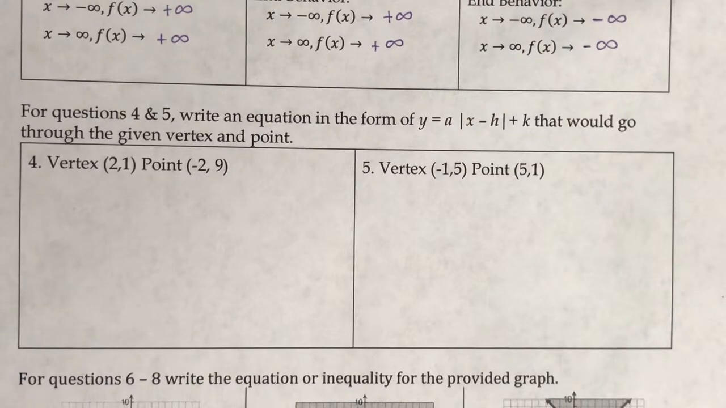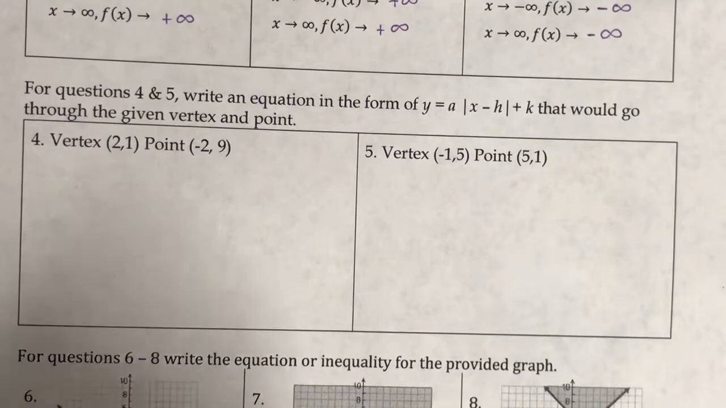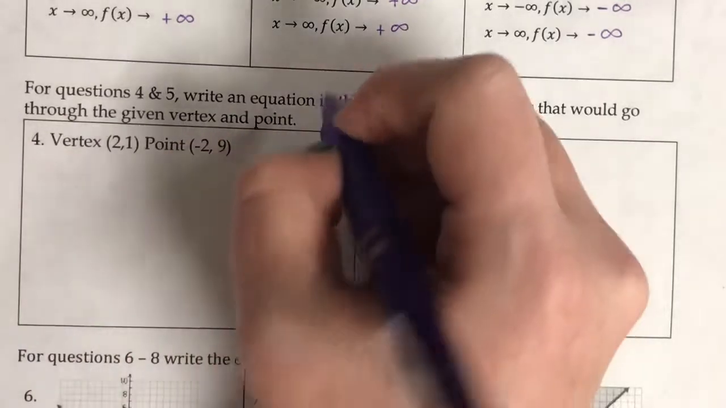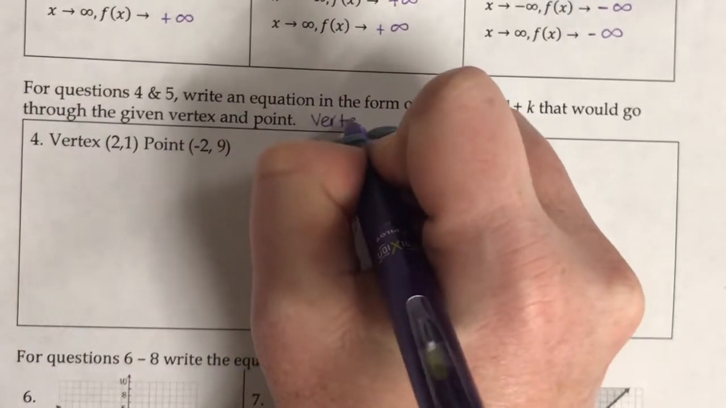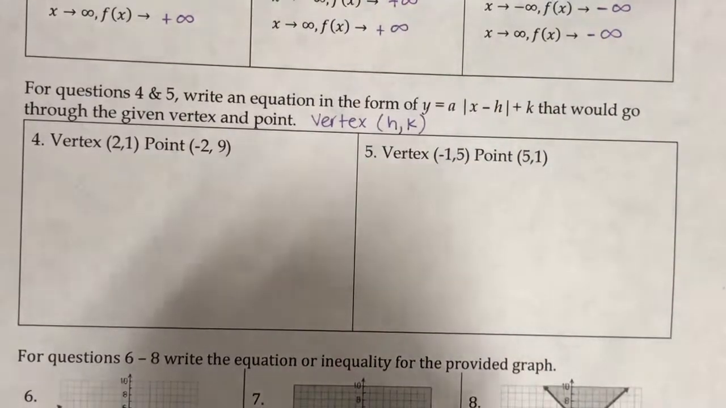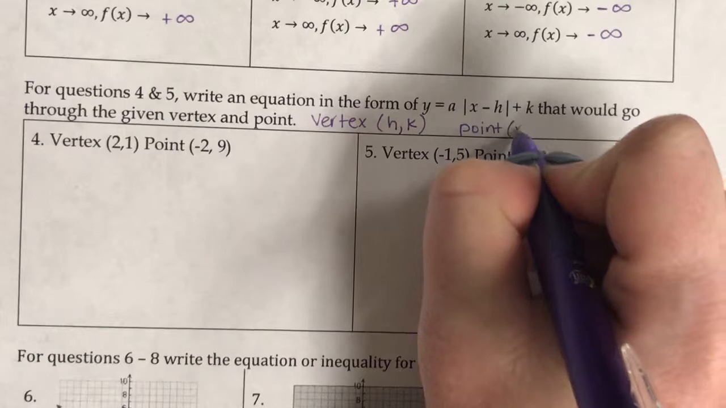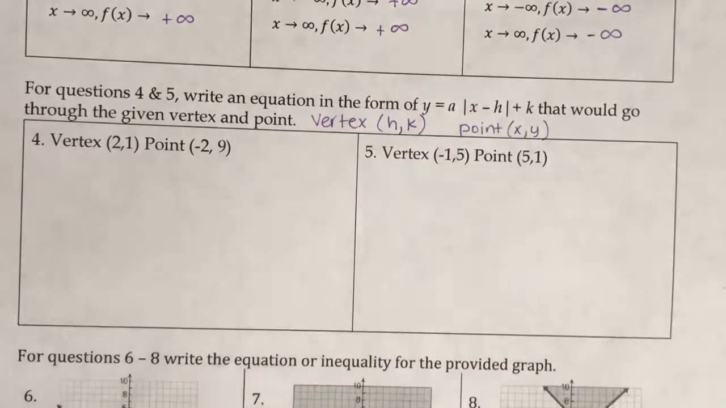For questions 4 and 5, write an equation in the form of y equals a times the absolute value of x minus h plus k that goes through the given vertex and the point. The vertex gives us h and k, and we can use the extra point as an x and a y value to plug in to solve for a.